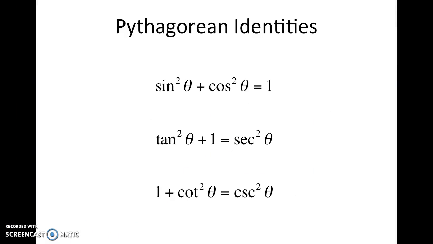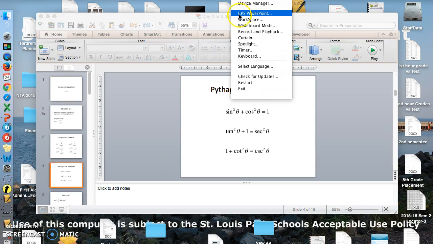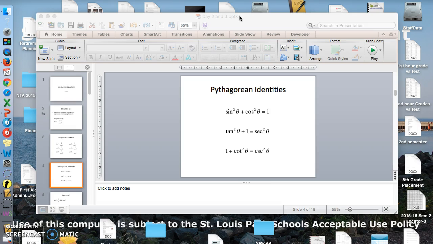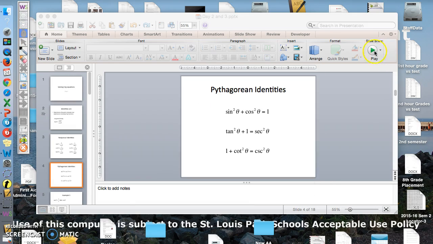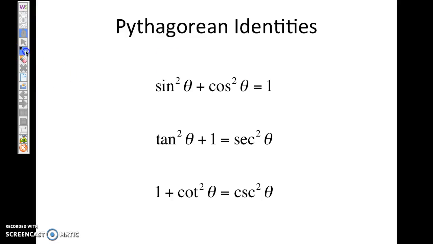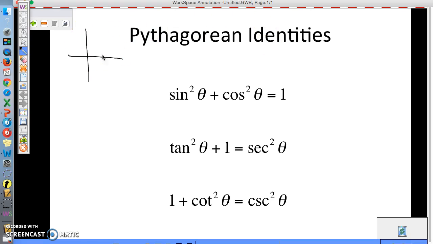So the next one, let's see if I can bring the workspace back up. Sorry guys. But the next one we're going to look at is the Pythagorean identities. So let's see here. There we go. Sine squared plus cosine squared equals 1. When you think about this, once again, that makes sense because this was our cosine and sine. So in the unit circle, cos squared plus sine squared would equal 1.